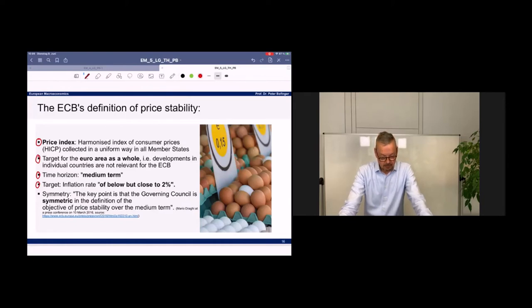In 1998 it defined the target first as an inflation rate of below 2%. And then people asked, well, below 2%, does this mean an inflation rate of 0.1% is still in line with the ECB's target? And the ECB said, no, this is not what we really want. And that's why, when they revised the ECB strategy in 2003, they added close to 2%. That's the way the ECB phrases it, but more or less it's an inflation rate of somehow 2%. What is also important is that this target is symmetric.